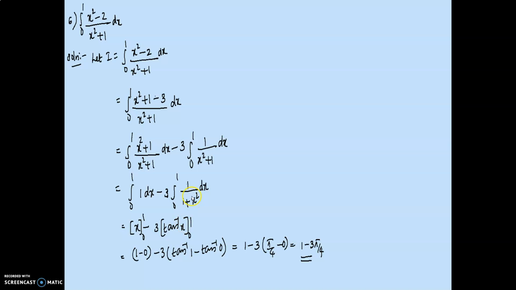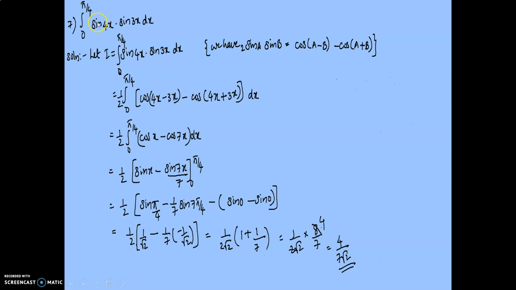Integration of this one: integral of 1 upon 1 plus x square is tan inverse x from 0 to 1. Applying the upper and lower limits, we get 1 minus 0 minus 3 into tan inverse 1 minus tan inverse 0. That's equal to 1 minus 3 into tan inverse 1, which is pi by 4, minus tan inverse 0, which is 0. So we'll get 1 minus 3 pi by 4 as the answer for this question.